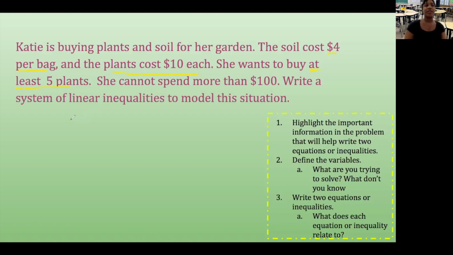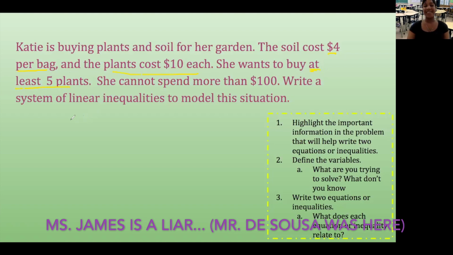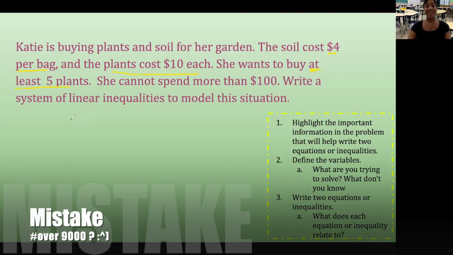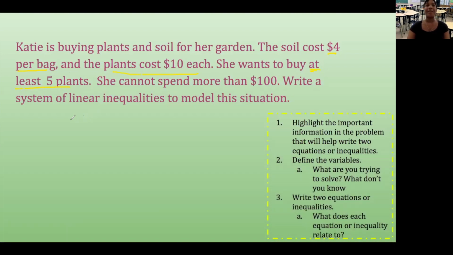Remember, at least means that she could buy 4. Sorry, I lied. She could not buy 4. That was definitely a mistake. At least means she can buy 5 plants or more. So if she could buy 6, 10, 100, at least just means that number or more. And then the second part says she cannot spend more than $100. That means that there's no way that, like, she has $100 in her pocket. There's no way that she can walk out if this total comes up to even 101.